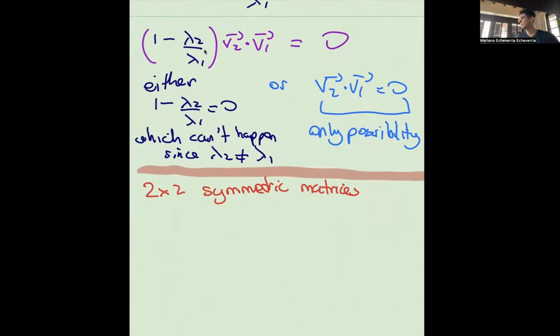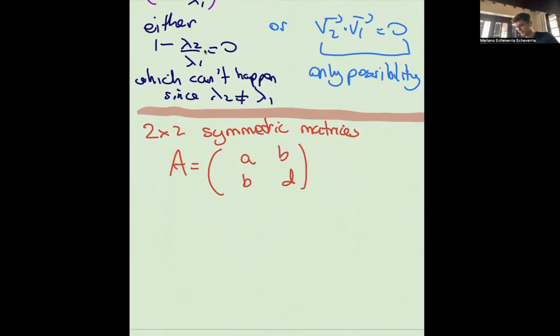So again, I told you that they look like A, B, B, D, right? The only restriction for being a symmetric matrix in the 2x2 case is that this entry must equal this entry. Everything else is allowed. So in this case, you can actually compute the eigenvalues pretty explicitly. There's a nice formula for the eigenvalues.